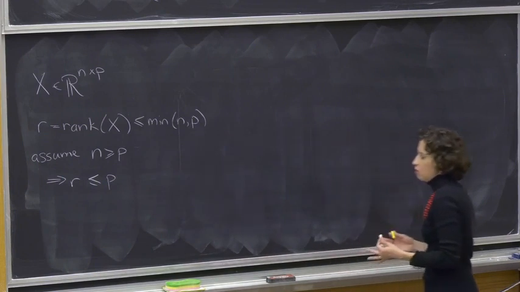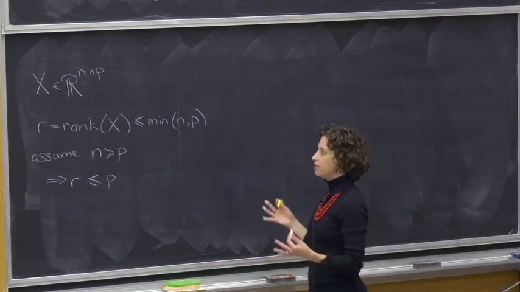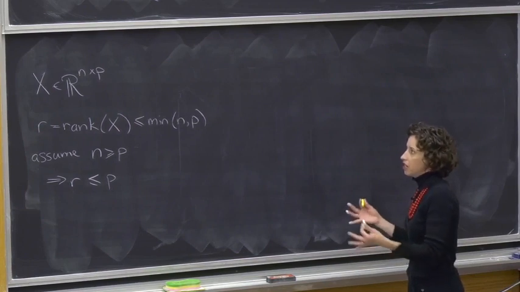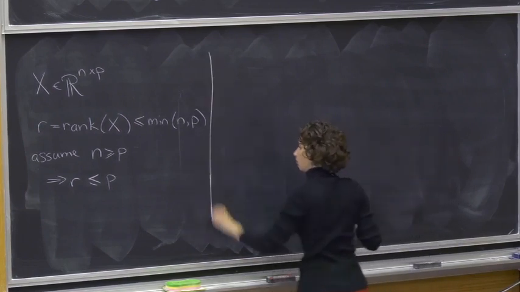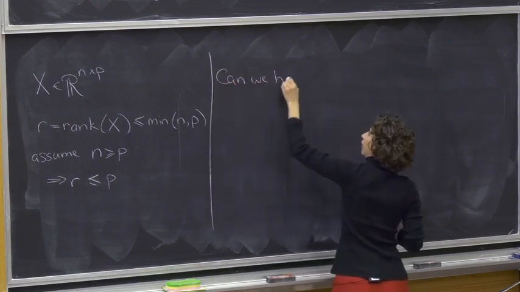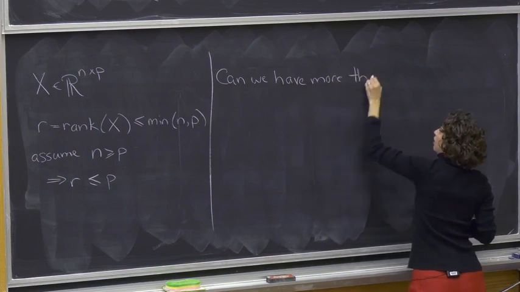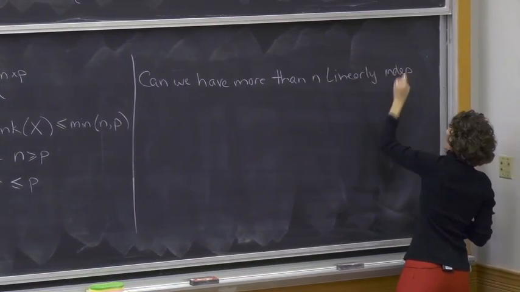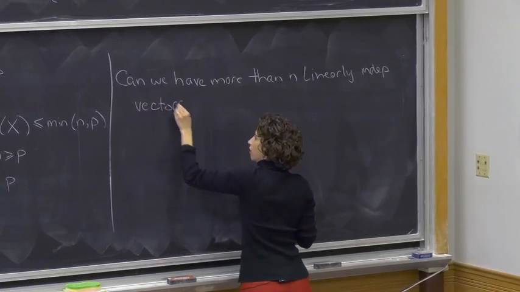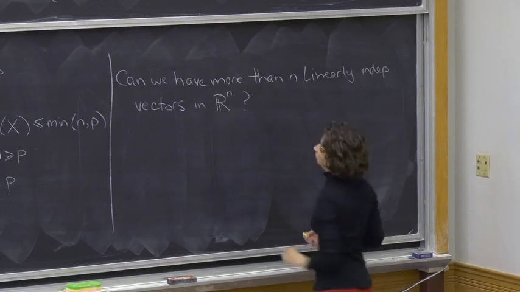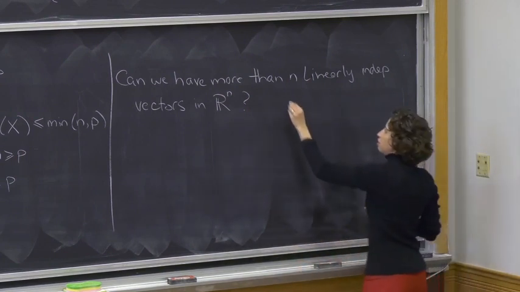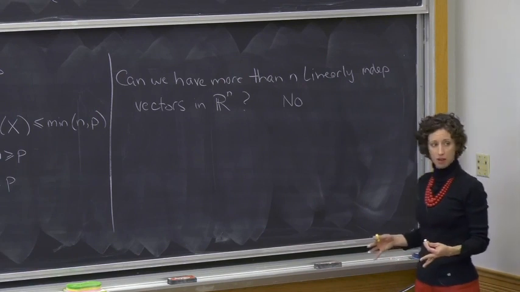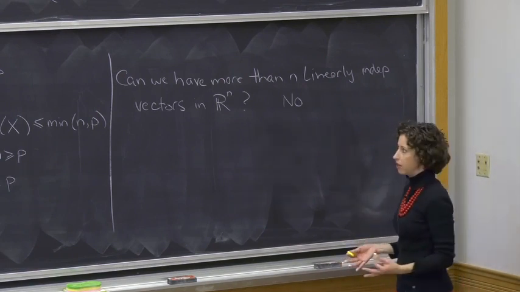And the question arose on Piazza, well, why does R have to satisfy this? Why can't I have more than n, say, linearly independent vectors in an n-dimensional space? So can we have more than n linearly independent vectors in Rn? And what was stated on Piazza and in the notes is no, we cannot, but we didn't really go into why. So let's just talk about this question in the context of everything that we've covered here today.